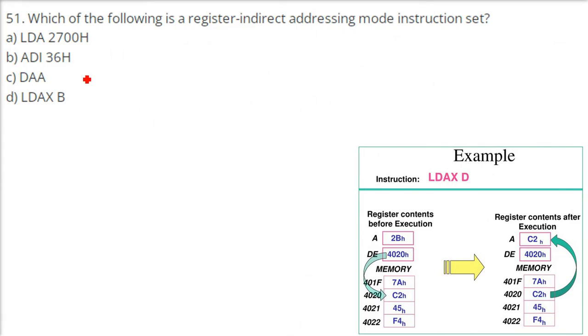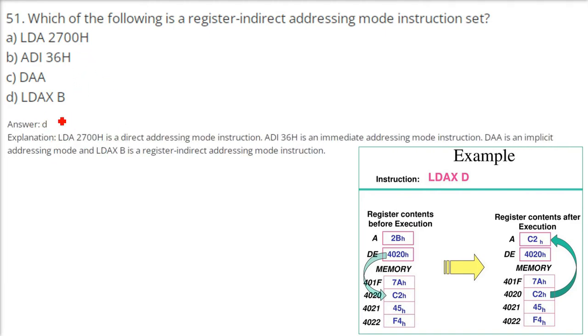Which of the following is a register indirect addressing mode instruction? So the answer is D here. Actually, it's LDAX. Let me tell you one by one. The first one, LDA 2700, is a direct addressing mode instruction because 2700 is already given. ADI 36H, because 36 is the data, is an immediate addressing mode instruction. CMA is an implicit addressing mode because nothing is given. And LDAX B is a register indirect addressing mode instruction.